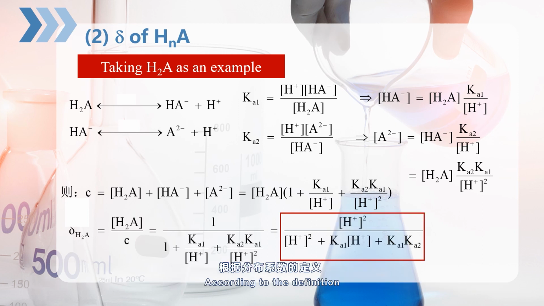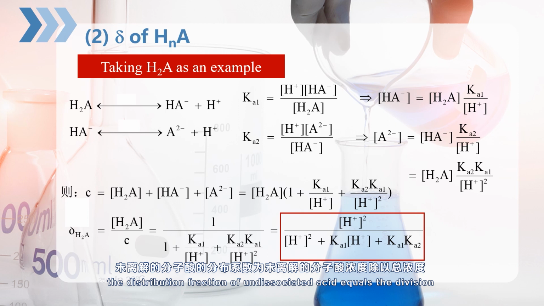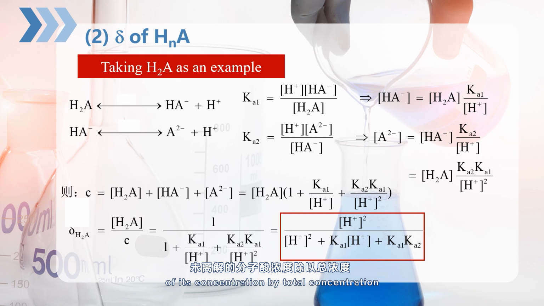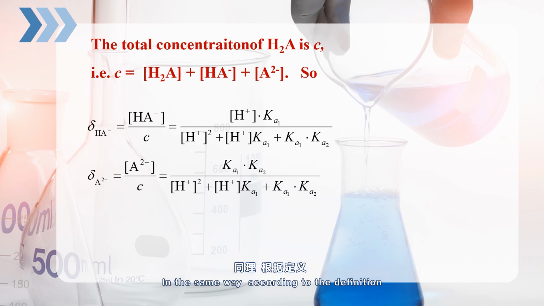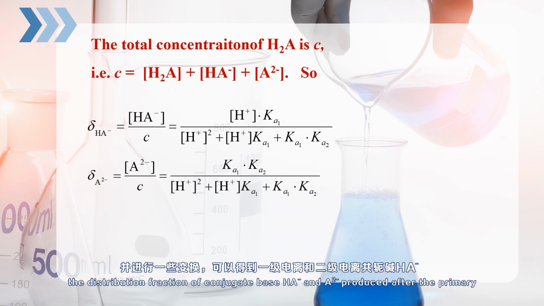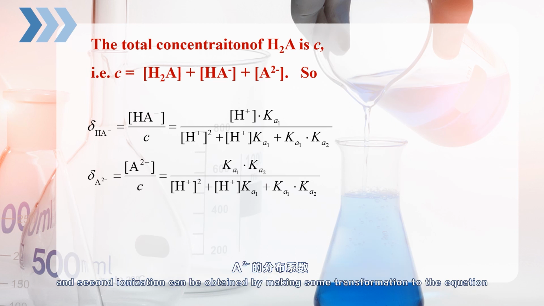According to the definition, the distribution fraction of undissociated acid equals the division of its concentration by total concentration. Final expression can be obtained after rearrangement. Also pay attention to this final form. In the same way, according to the definition, the distribution fraction of conjugate base HA and A produced after the primary and second ionization can be obtained by making some transformation to the equation.